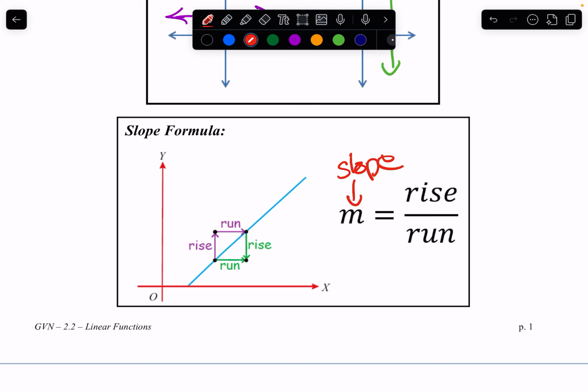We can either rise up and run to the right, or if we're looking at this, it should actually be rise down and run to the left. Again, remember, the line that we've got in the slope formula is a positive slope. So both the rise and the run have to be positive, or both have to be negative to cancel each other out.